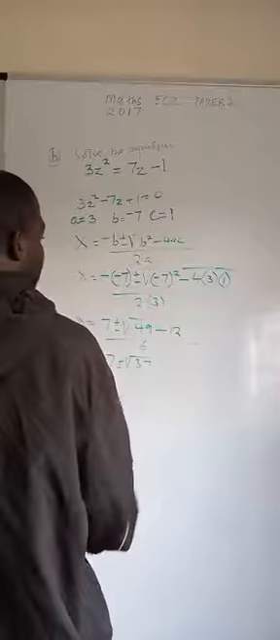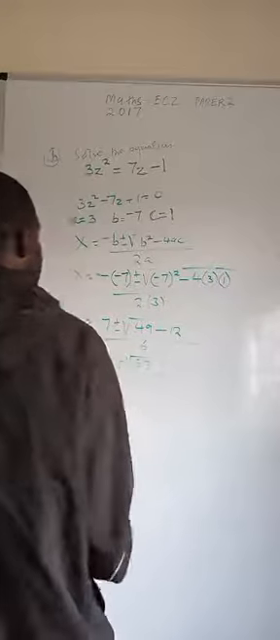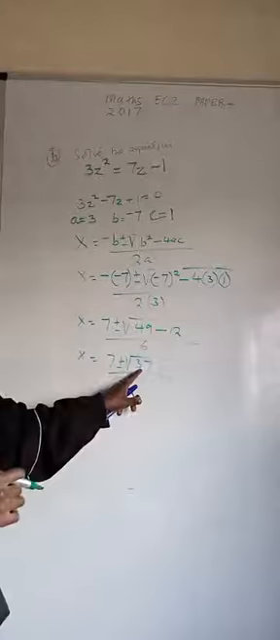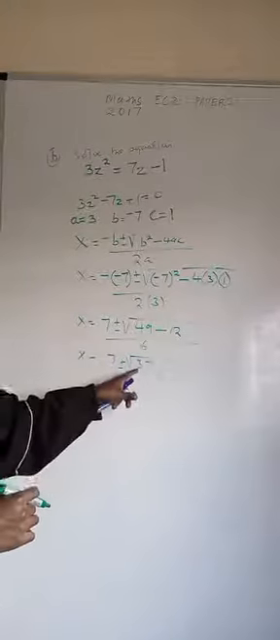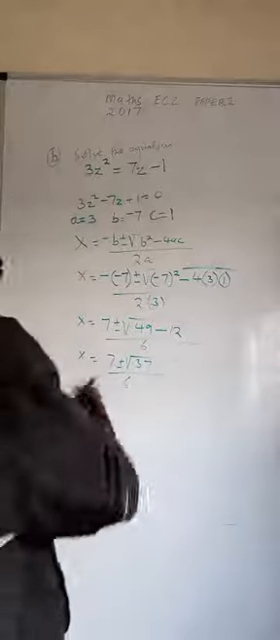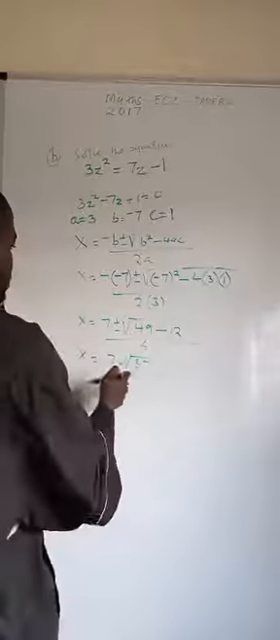37. 49 minus 12, 37 over 6. You split this into 2. How do you split this into 2? Because only one number has remained. Everything has been simplified. Only one number has remained. So if it's one number that has remained, guys, you need to split it. The next thing that you do is you split it into 2.